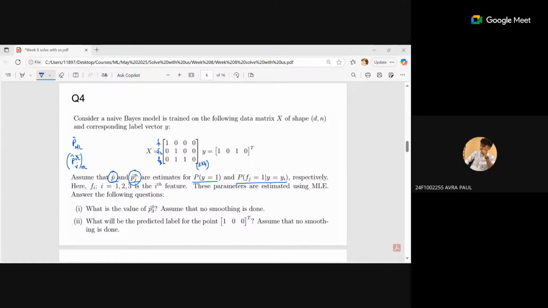Ma'am, there are three features but four levels. How does that work? There are four examples, no? There are four data points here, right? Acha, yeah. Okay, okay. My bad, my bad.